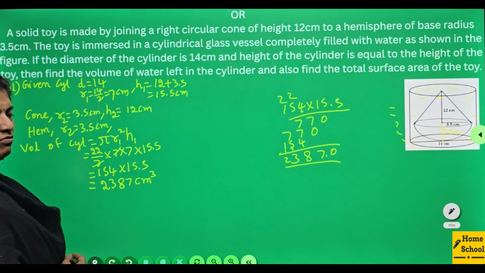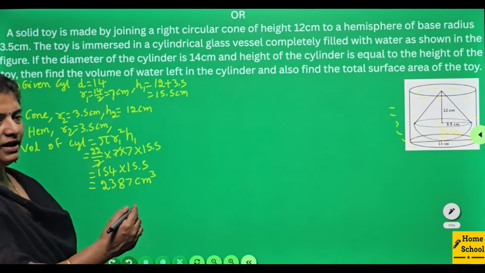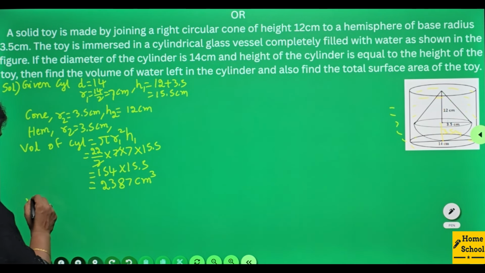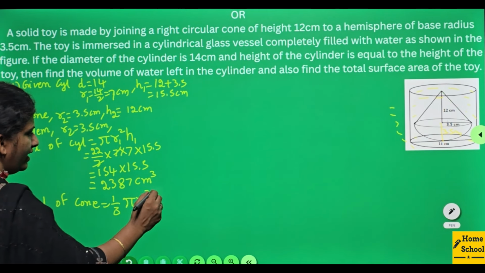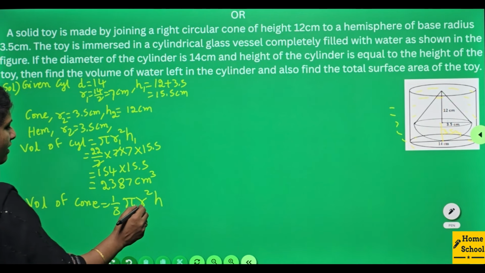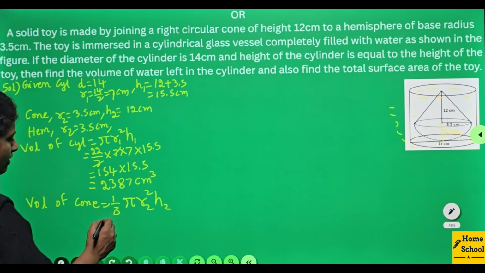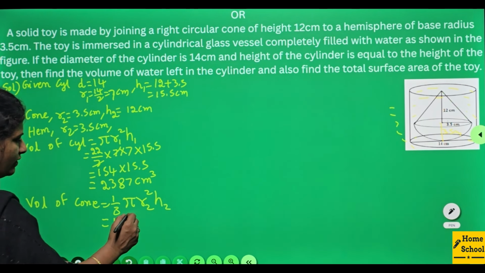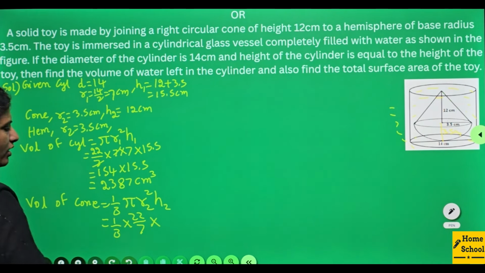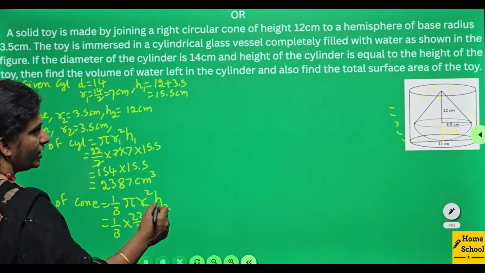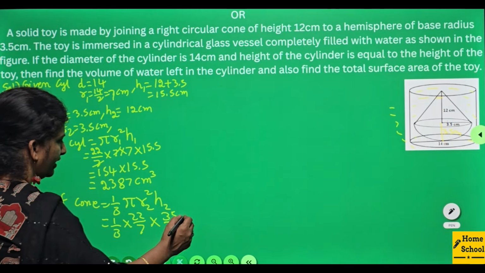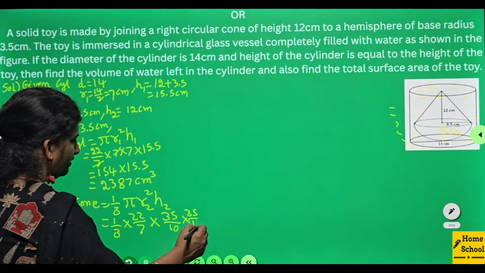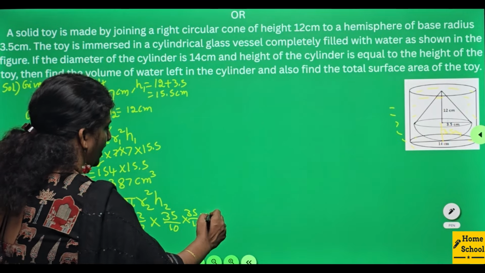Centimeter cube is the volume of the cylinder. Next we are going to find the volume of the cone. Volume of cone is equal to 1 by 3 pi r square h, where for the cone we have taken r square h. 1 by 3 into 22 by 7 into the radius of the cone, 3.5. Let me write 3.5 as 35 by 10 into 35 by 10 into the height of the cone, 12.